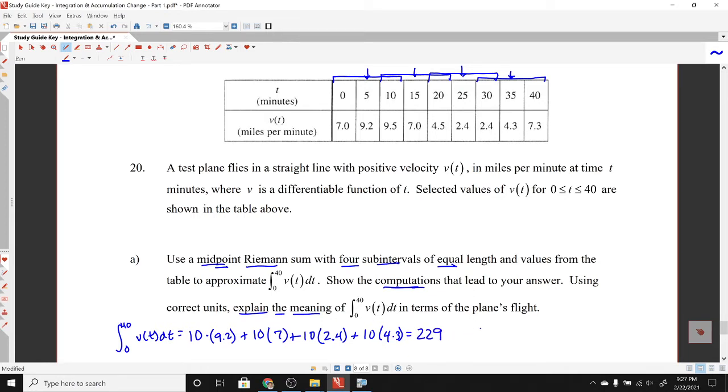The interpretation is that 229 is the total distance, the accumulated distance flown by the plane in 40 minutes.